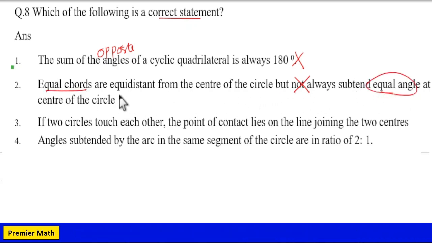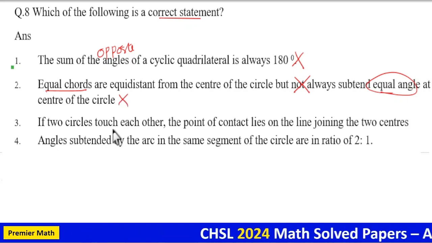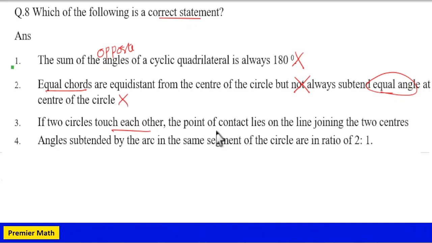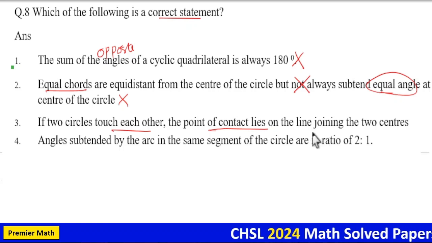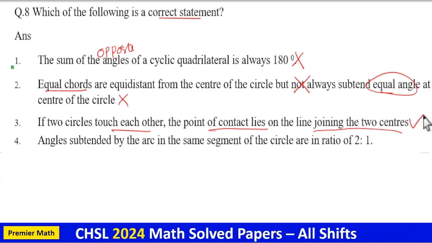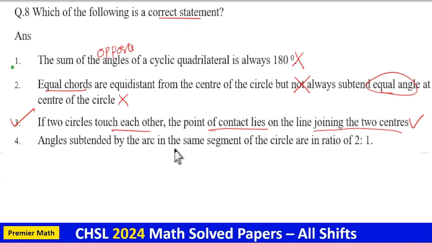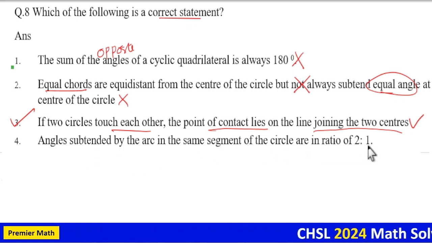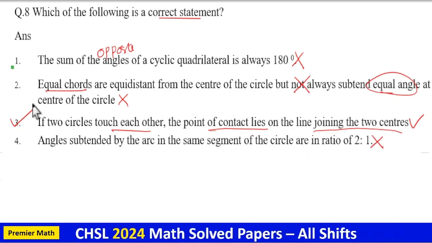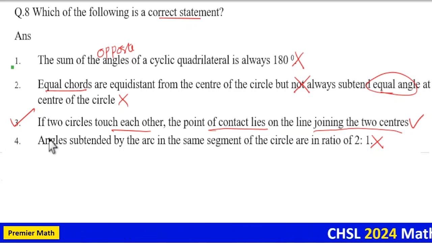Here equal chords subtend equal angle. So this is wrong. If 2 circles touch each other, the point of contact lies on the line joining the 2 centers. This is right. So statement 3 is right. Angles subtended by an arc in the same segment of the circle are in the ratio 2 is to 1. This is wrong. So your answer is option 3.